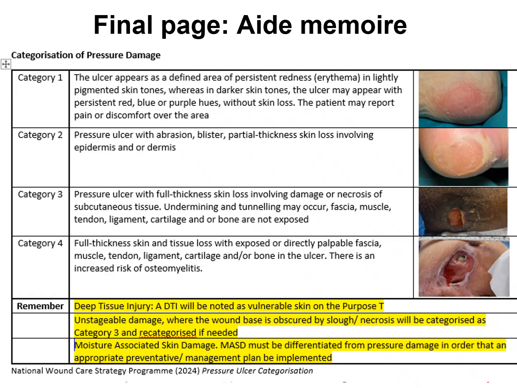At the bottom of the page, there is a pictorial reminder of the definitions of categories of pressure damage and a few other points to note, such as a DTI will be documented as vulnerable skin on the purpose T, unstageable damage will be detailed as category 3 unless proven otherwise, and a reminder about the importance of differentiating between moisture associated skin damage and pressure damage in order that the appropriate preventative plan of care be implemented.